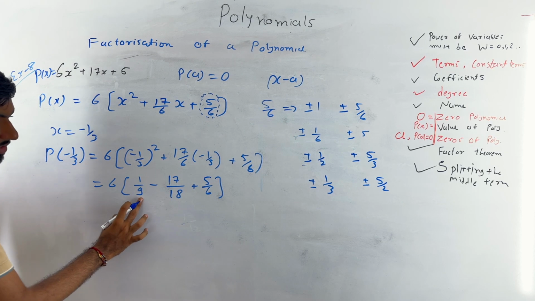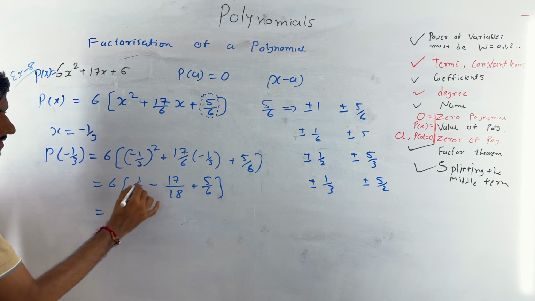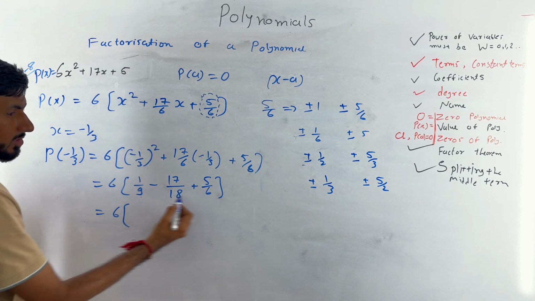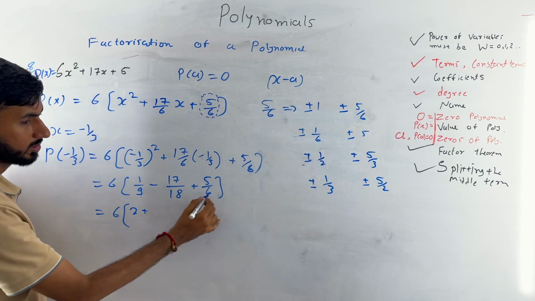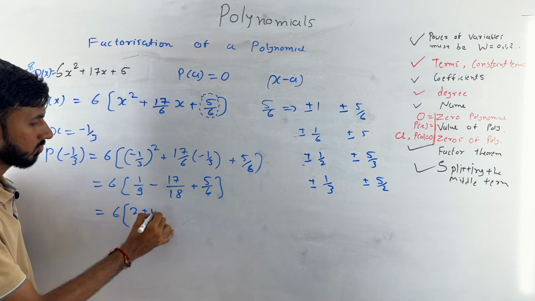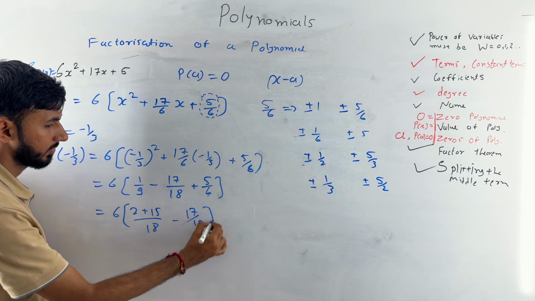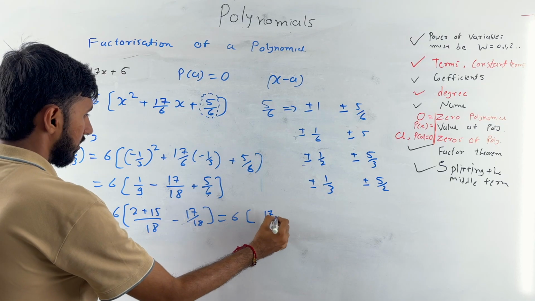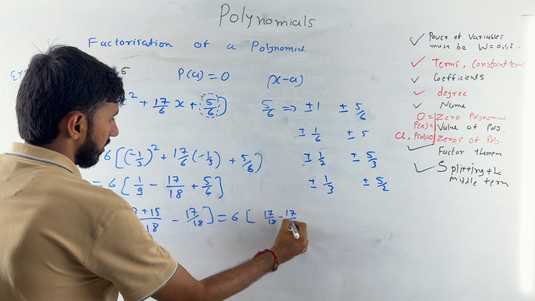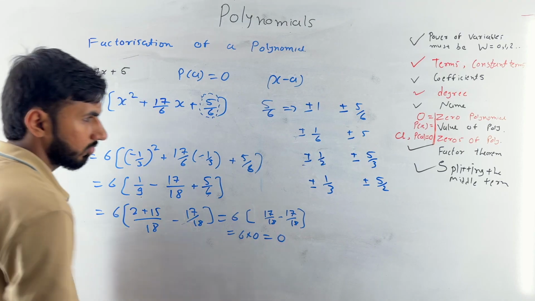So if I add 1 by 9 and 5 by 6, what will be my answer? My LCM will be 18, right? 9 times 2 is 18, so 2, plus 6 times 3 is 18, so 5 times 3 is 15, so 2 plus 15, divided by 18, minus 17 divided by 18, right? So my answer will be 6 multiplied by 17 by 18 minus 17 by 18. These both will cancel, so 6 multiplied by 0 is equal to 0.